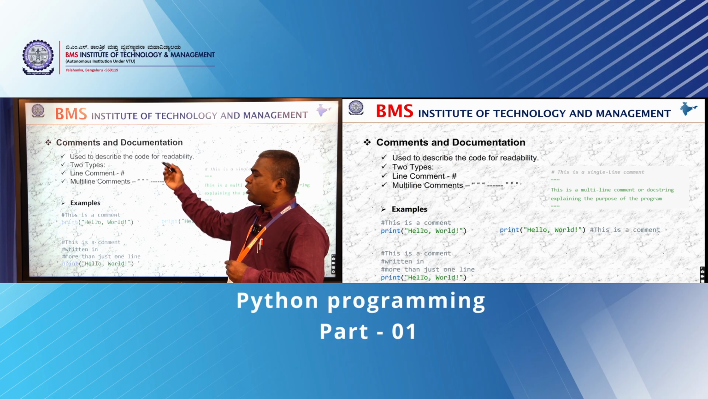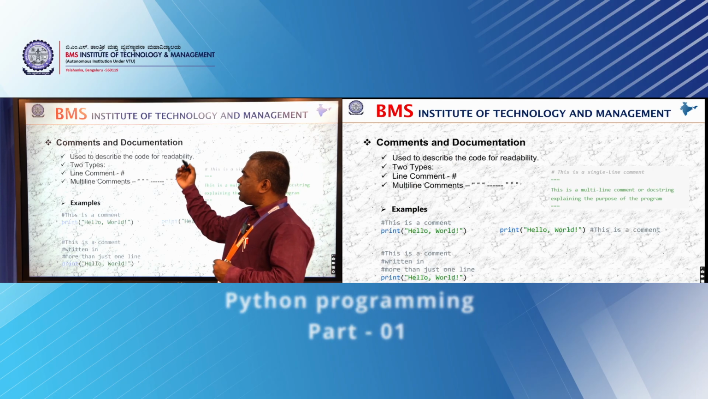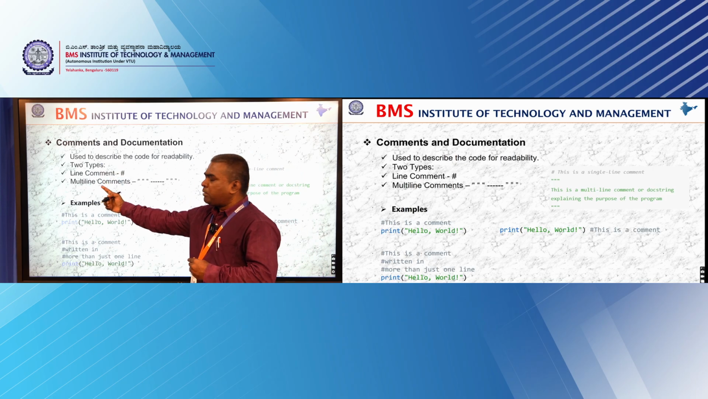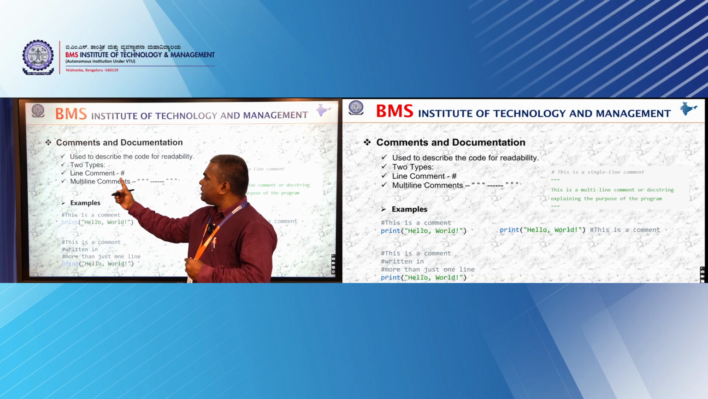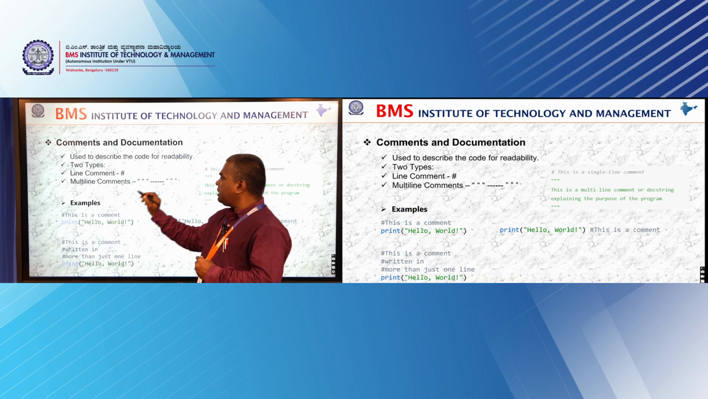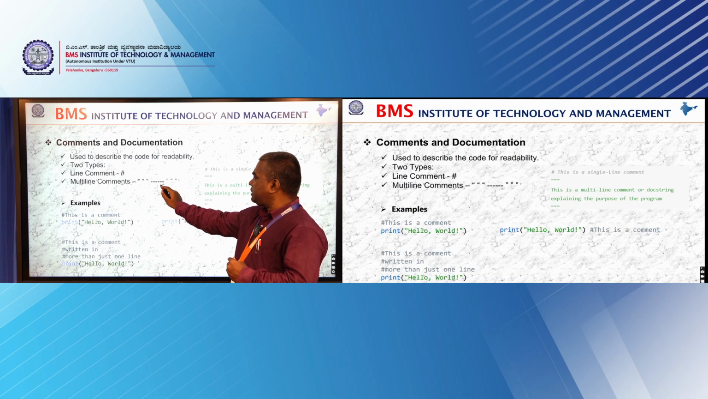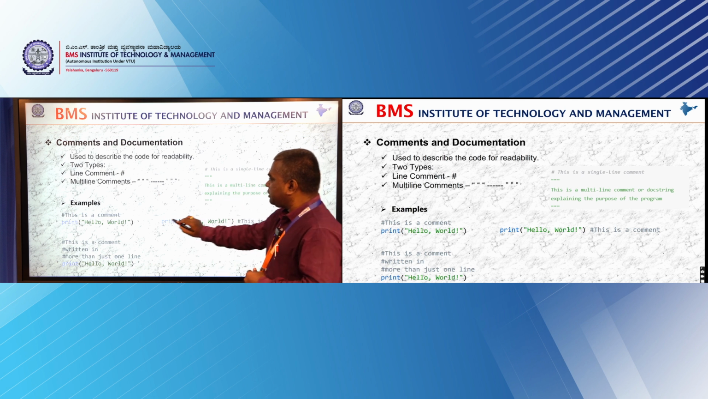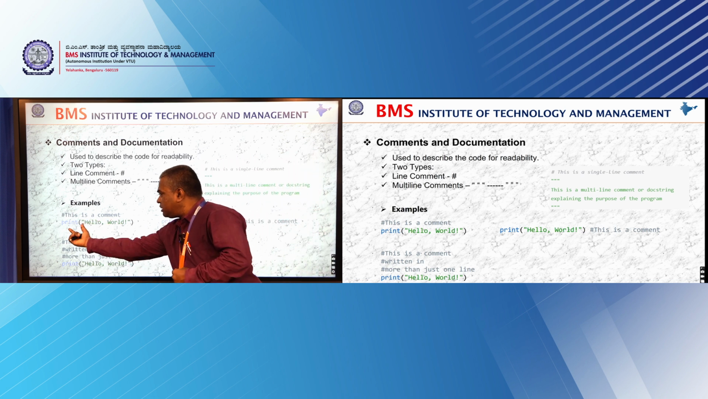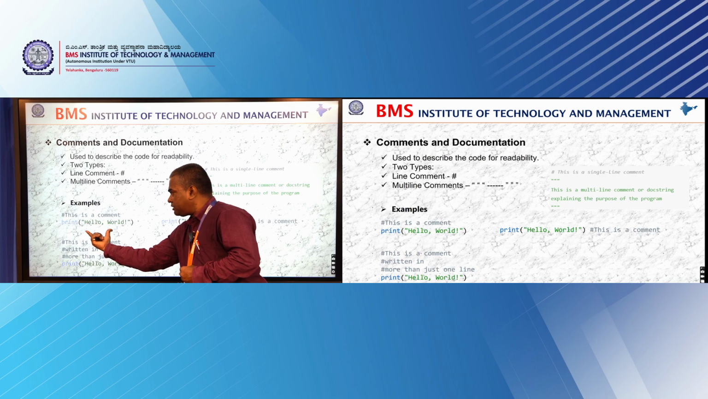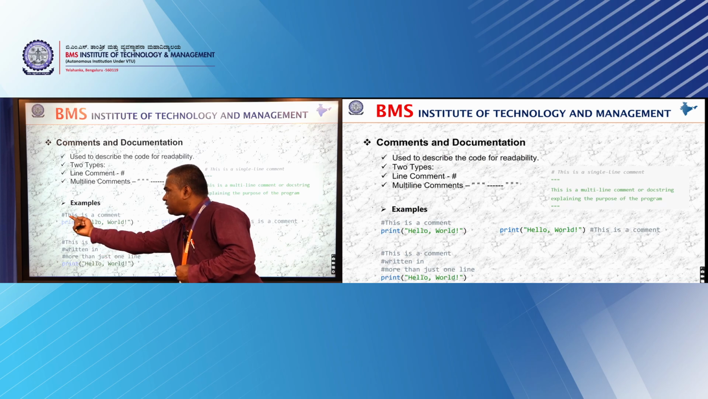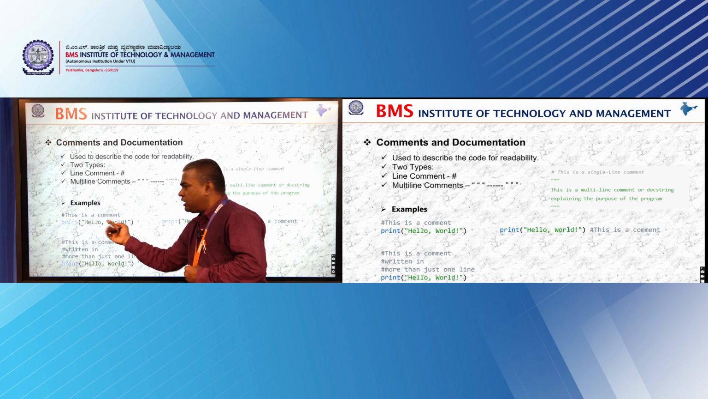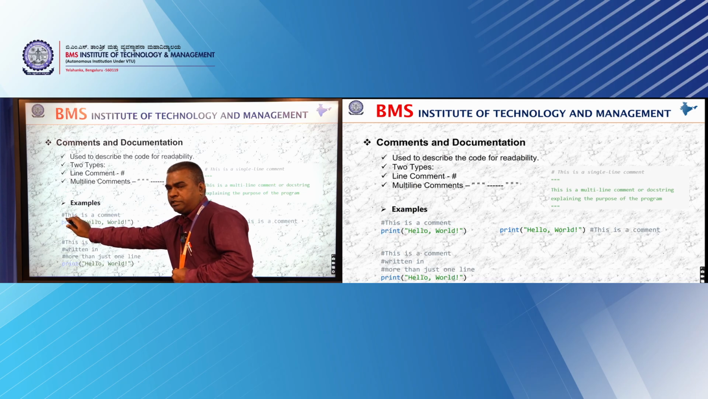We can broadly classify comments into two types: line comments and multi-line comments. Line comments are denoted with the hash symbol, and multi-line comments are quoted as multi-line strings. This is the syntax for using comments. For example, here we have two examples. print("Hello World") is an executable statement, whereas "This is a comment" has a hash symbol in front of it.